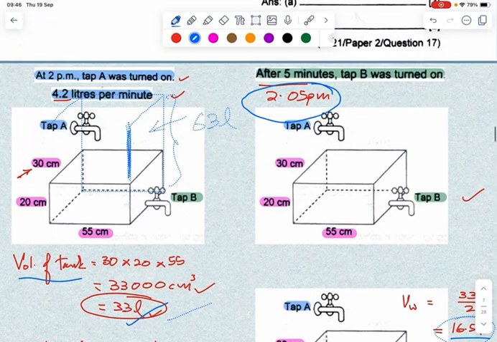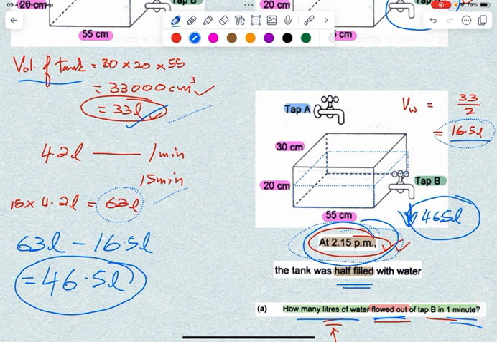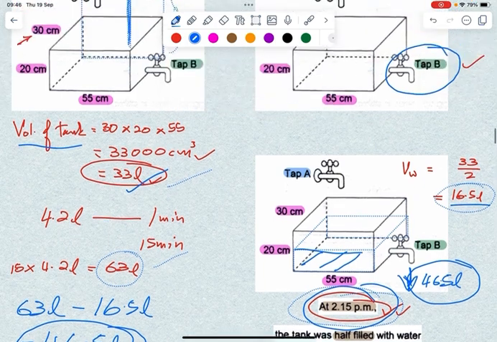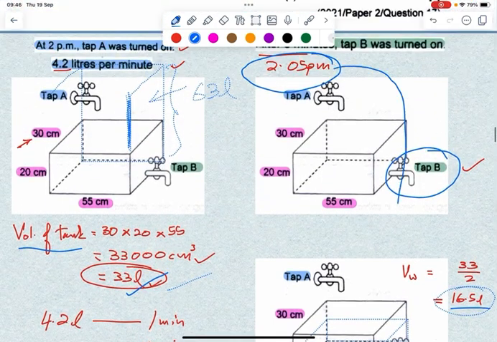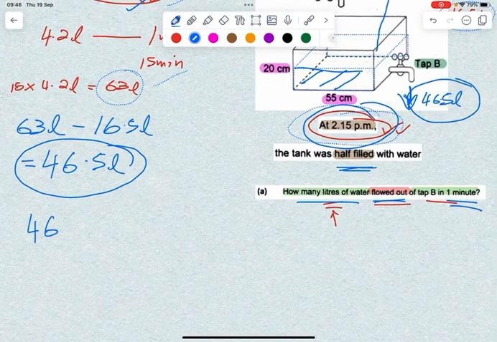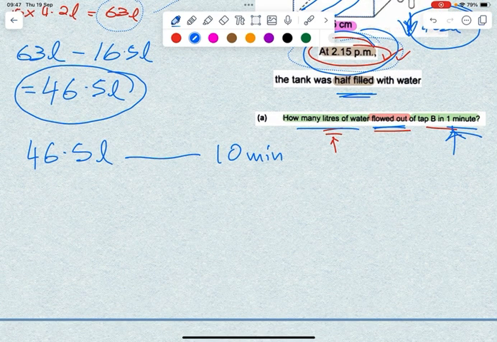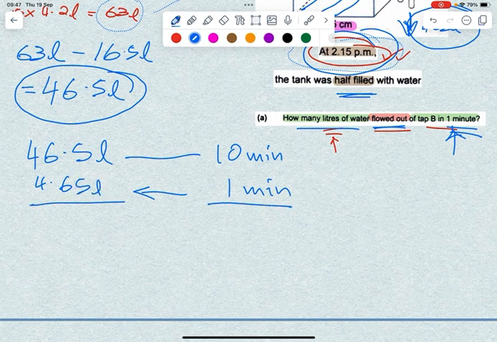Remember at 2:05, tap B was turned on. At 2:15, it stopped, and then it will get half tank. That means 2:05 to 2:15 will be 10 minutes. Agreed? That means 46.5 liters in 10 minutes. So per minute, obviously, you divide by 10. 46.5 divided by 10, you get 4.65 liters per minute.